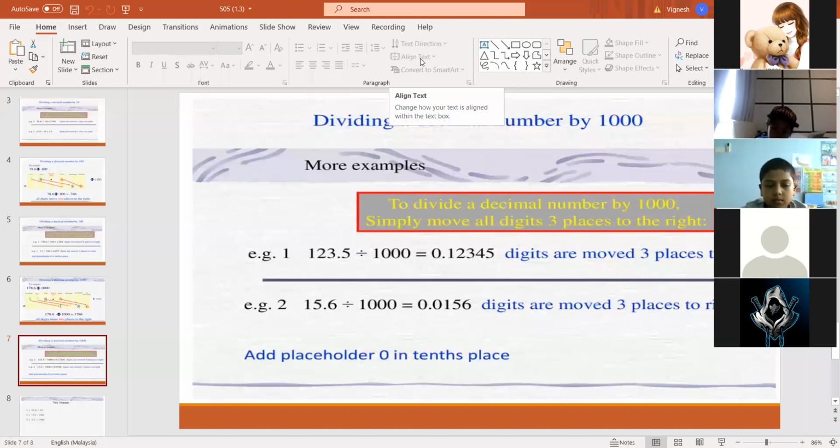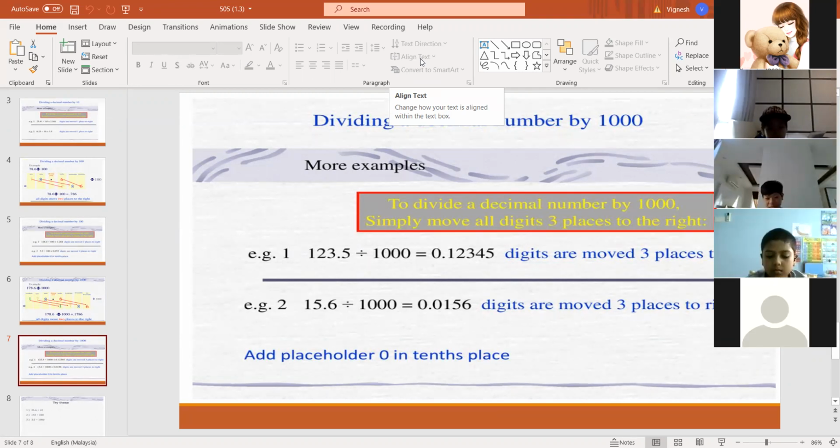Hello, example number 1, dividing by 1000. I'm asking how many decimal places you need to move. Is the question very hard? Example number 1: 123.5. If you are dividing it by 1000, how many decimal places do you need to move? 3. To the left.